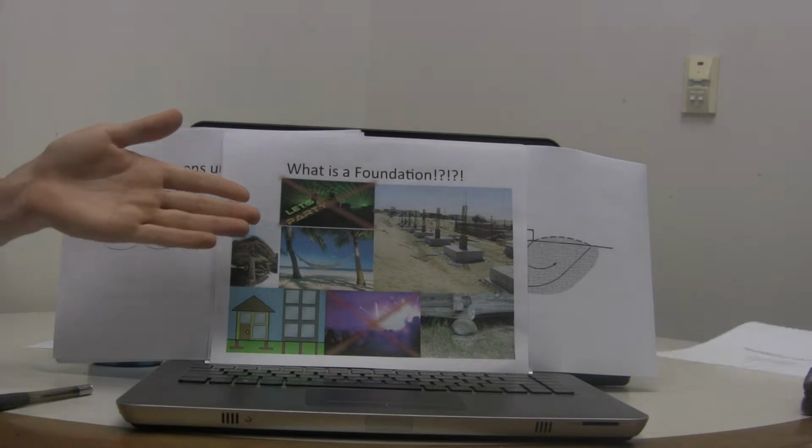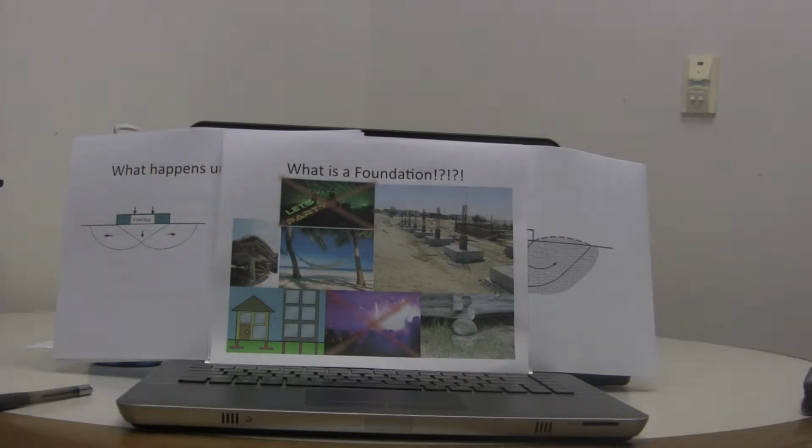So, what is a foundation, you might ask? A foundation, that's the club on Northgate, right? No, Evan, we're engineers. We don't have time for that. Oh, that's right, we're engineers, I'm sorry.